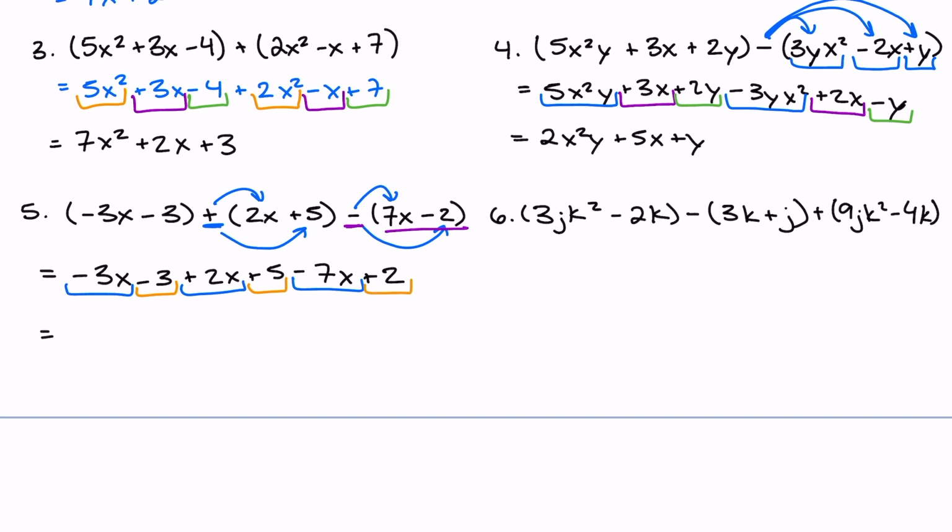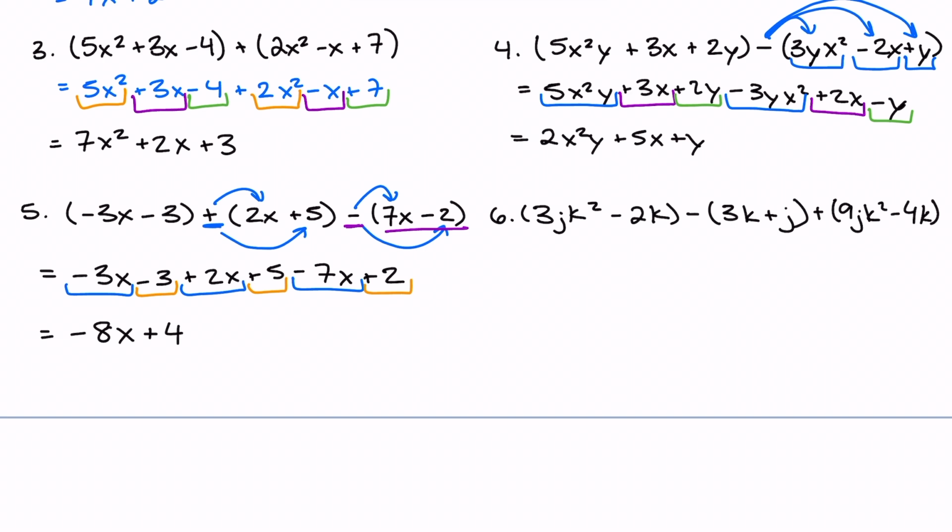So adding these together, we get negative 3x plus 2x minus 7x, which would give us negative 8x. And we have 5 plus 2, which is 7. 7 minus 3 is 4. So positive 4. And so that would be our answer.